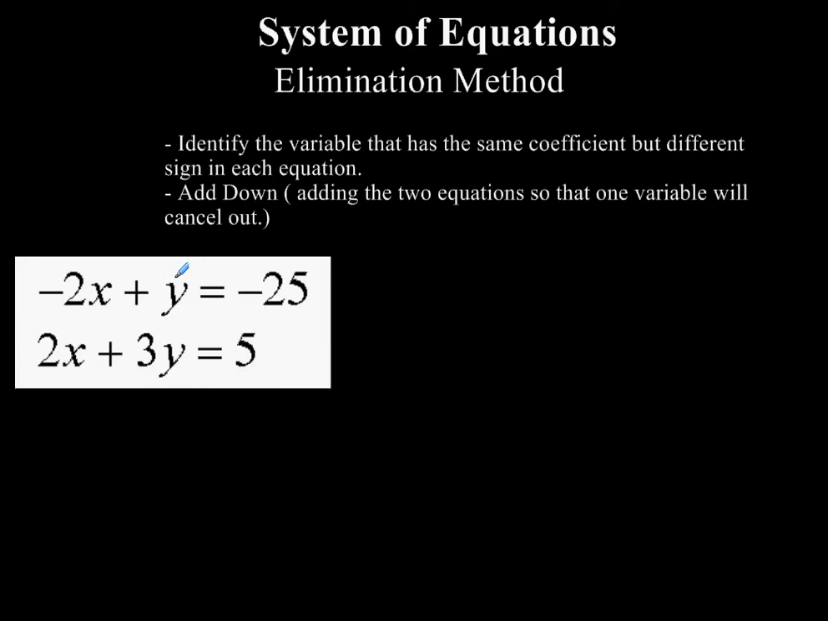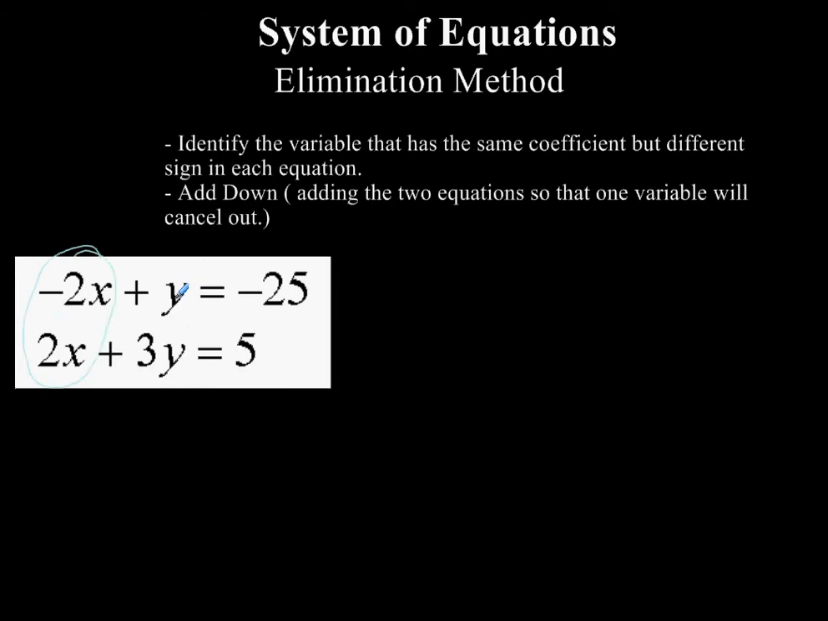Now what we're looking for is variables, x's or y's, that have the exact same coefficient, same number, but different sign. Notice the x's, same number, 2's, but the signs are different. One's negative and one's positive. So here's what we're looking for. We want that type of setup. Now, let's add down. We take the coefficients and add these equations down. -2 plus 2 makes 0, meaning those cancel out.